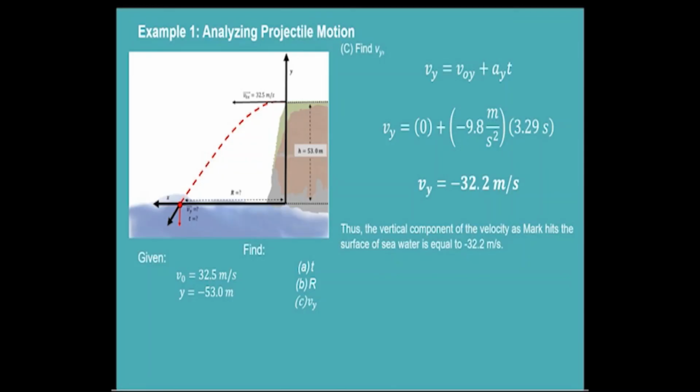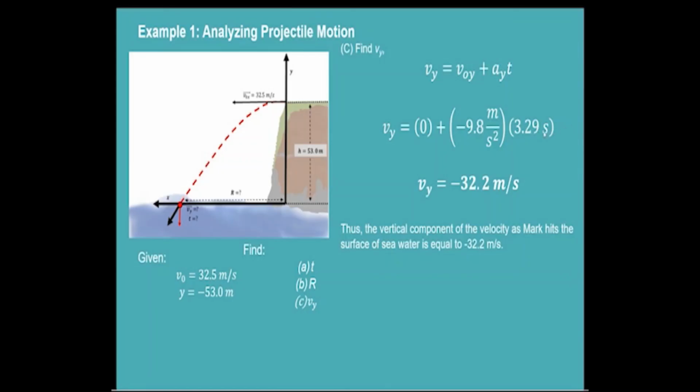Last, letter C, finding V sub y. We will utilize the equation V sub y is equal to V sub 0 y plus a sub y t. Okay? Finding the vertical velocity. So, V sub y is equal to 0 plus negative 9.8 meters per second squared times 3.29 seconds. Because we are looking for the vertical component of Mark's velocity as he hits the surface of the sea water, we will still use 3.29 seconds as our time.